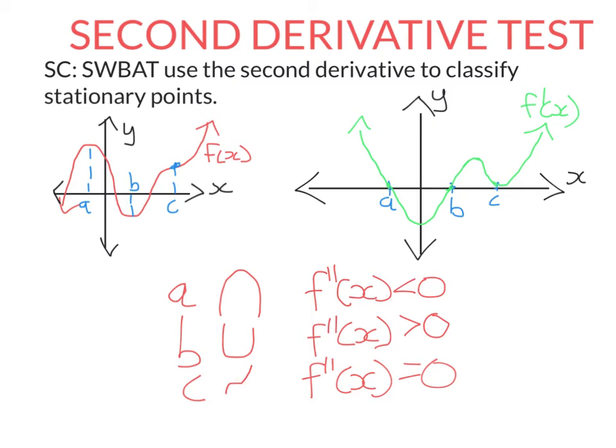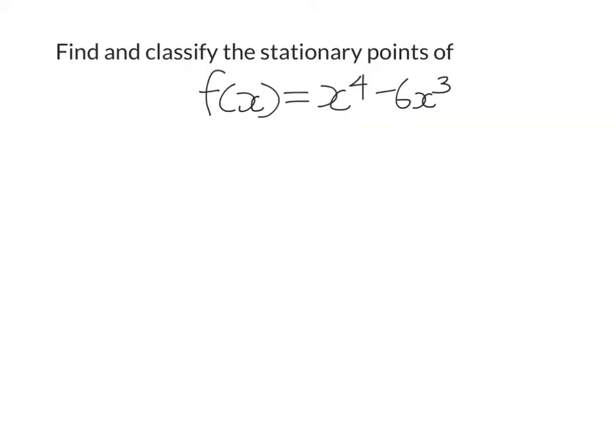So that is the second derivative test. I've basically just explained visually why that is the case. If you don't understand why, make sure you remember all of this. So we're now going to use that and test the stationary points of a given function. So we're going to find and classify the stationary points of this function here. Make sure you do both.